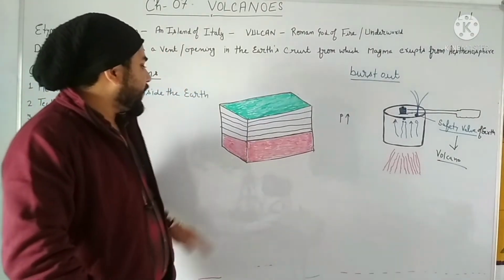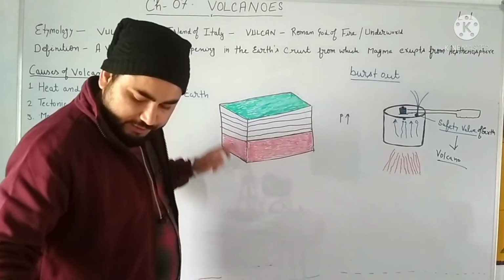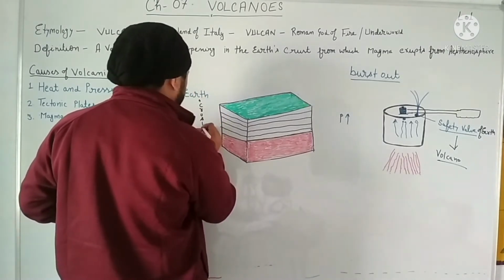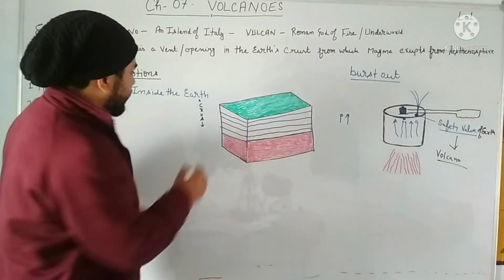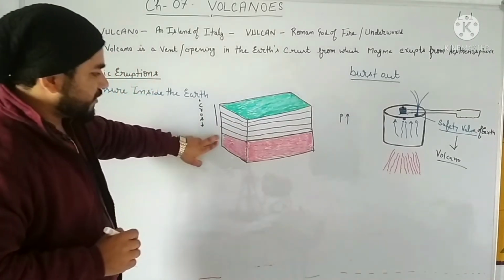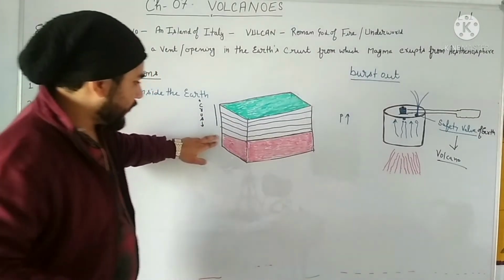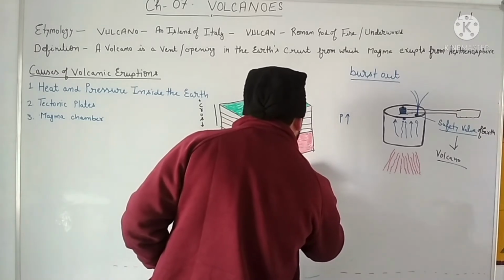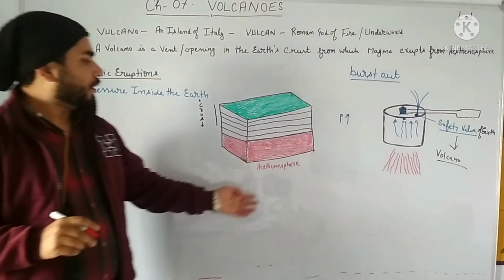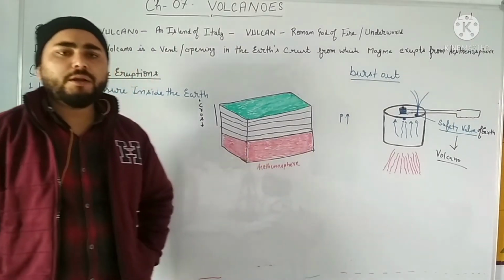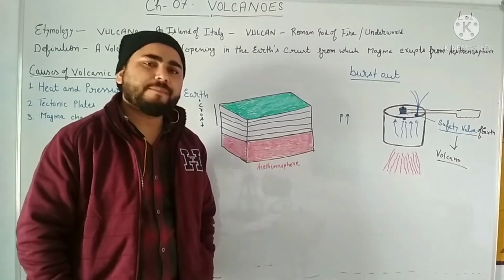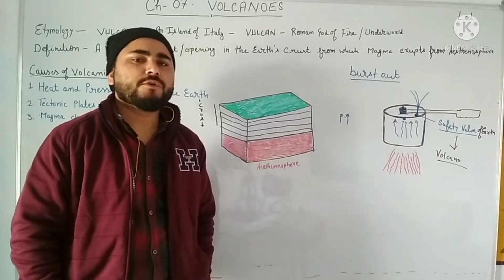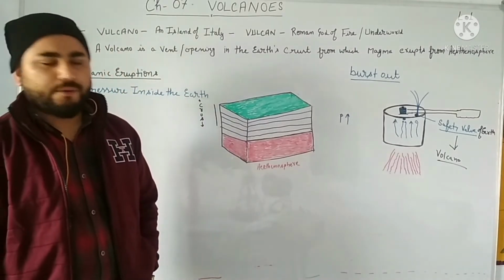So the first thing is that inside the earth, suppose this much is crust, this is crust. And here, suppose this is mantle or asthenosphere, the upper portion of the mantle. In the mantle, or in the asthenosphere, the temperature is very high, around 2000 degrees Celsius to 4000 degrees Celsius, and more than that.